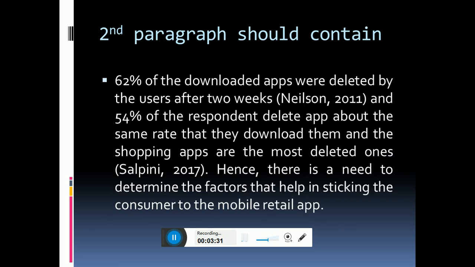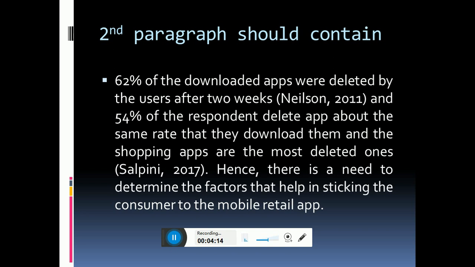Now you can also support the statement you have given at the end, like this: that 62% of downloaded apps were deleted by users after 2 weeks, and 54% of the respondents delete apps at the same rate they download them, and shopping apps are the most deleted ones. Hence there is a need to determine the factors that help in sticking the consumer to mobile retail apps. So you have further supported your dependent variable, that there is an issue of mobile stickiness. Therefore you are going to identify the variables that will increase the consumer's stickiness with the mobile app.